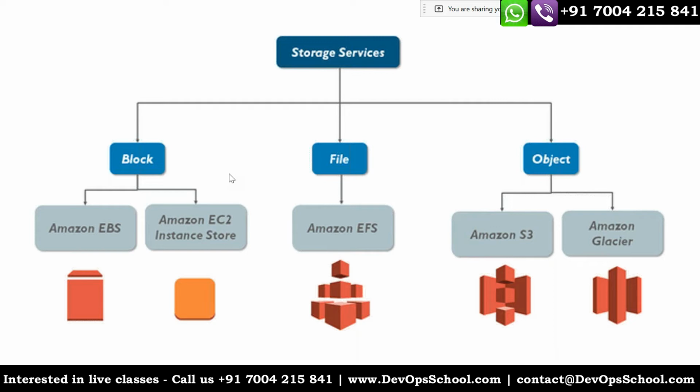So block means block storage. We have an option which is called EBS, file storage which we have, EFS, and object storage we have S3, which is very popular. So S3 is accessible over HTTP, EFS is accessible through the network, and EBS is mounted inside a system to the file system. So these are the storage services.